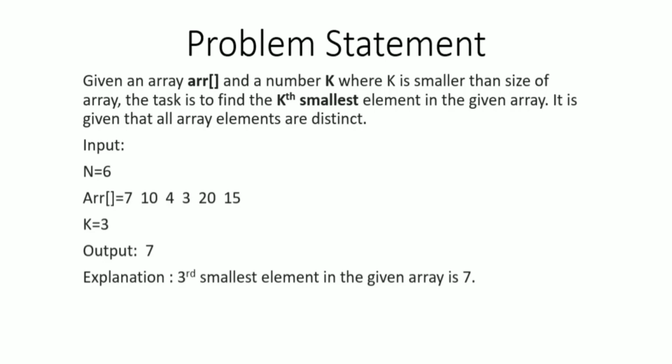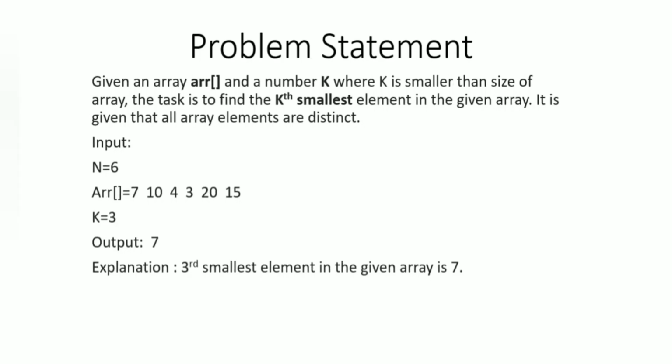The problem statement is: given an array and a number k, where k is smaller than the size of the array, the task is to find the kth smallest element in the given array. It is given that all array elements are distinct. Input: n is equal to 6, the array has 6 elements, and k is equal to 3, which means we have to find the third smallest element. As we can see, the third smallest element is 7.